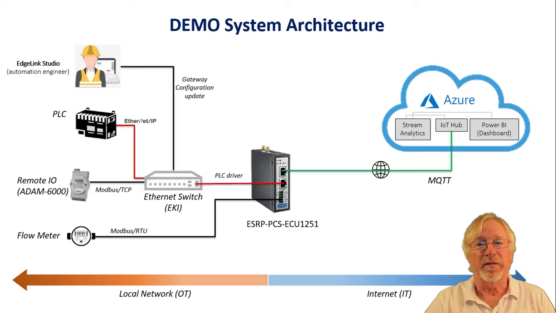Once the Edge gateway is configured, it will read tag values from the PLC into the local database and then push data up to the cloud at a predetermined publish rate. The diagram also shows other connections just for informational purposes. Here we see that multiple protocols are available over Ethernet and serial connections.